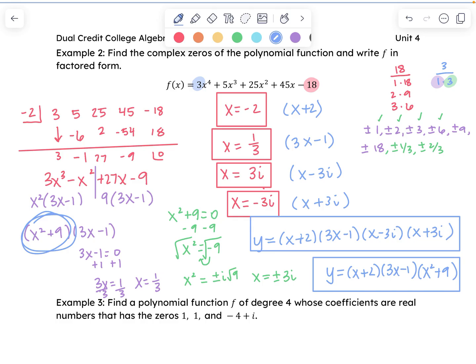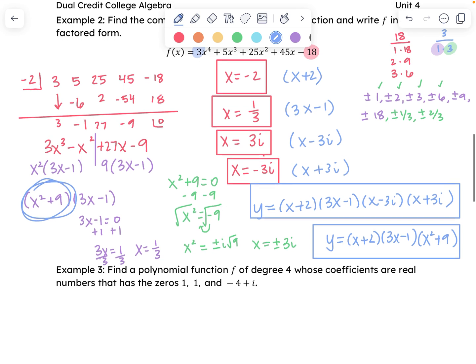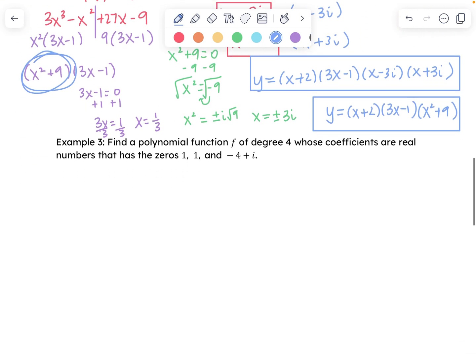Now, our last problem goes the other way around. We've got our answers and we need to write out our polynomial. So it tells us that we have a degree 4 whose coefficients are real, and then it has zeros 1, 1, and negative 4 plus i. So the thing is, it tells me I have negative 4 plus i right here, but I know that my complex answers have to come in pairs from that conjugate pair theorem. So I also know that negative 4 minus i is an answer.